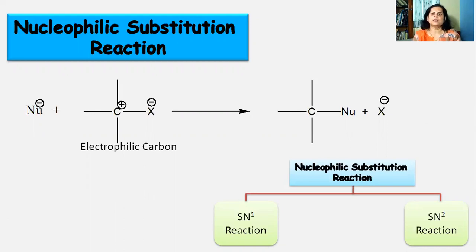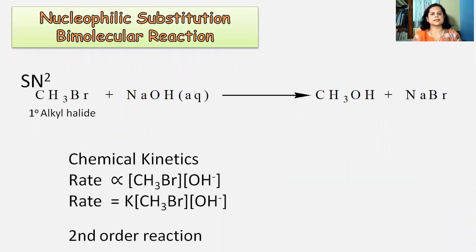We have two examples of nucleophilic substitution reaction, the SN1 reaction and the SN2 reaction. First, we see the SN2 reaction. Example: methyl bromide with NaOH, forming methyl alcohol and sodium bromide. Now see the nucleophilic bimolecular reaction, that is SN2. The 2 stands for bimolecular.